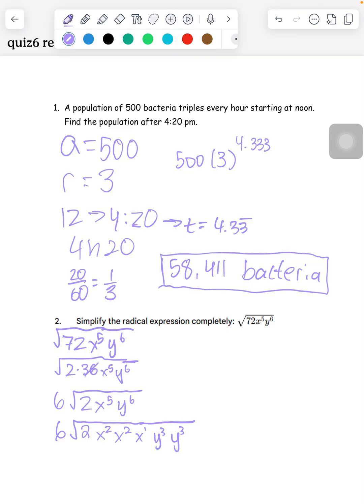Well, would you look at that, right? So I have a group of 2 here, a group of 2 here. Since it's a square root, they come out. So I have 6 x squared, y to the 3. And I can't break down 2 or x to the 1 anymore, so they're going to stay inside. So this is going to become 2x, and that is my final answer. All right.